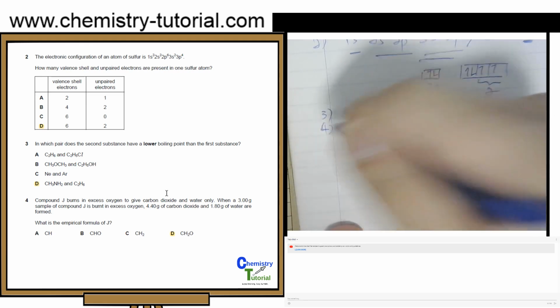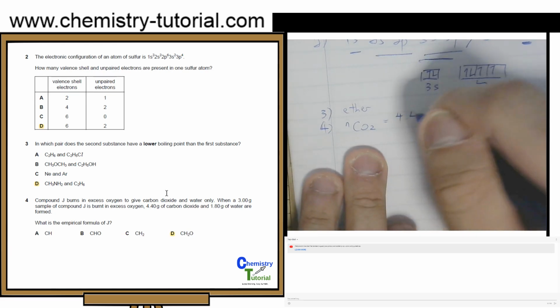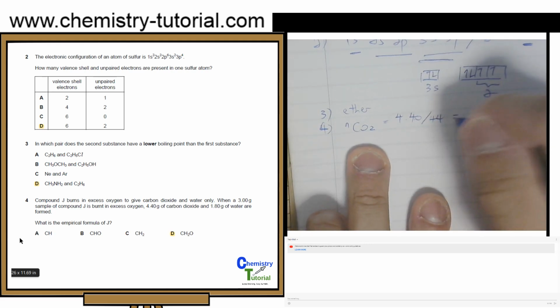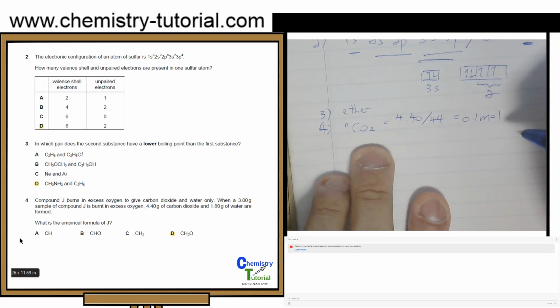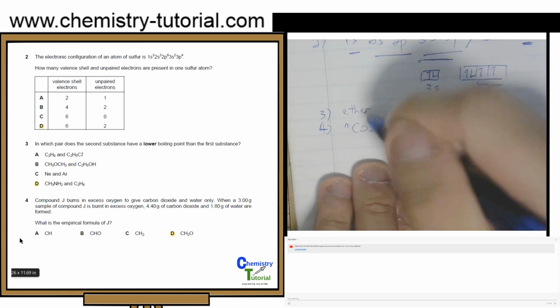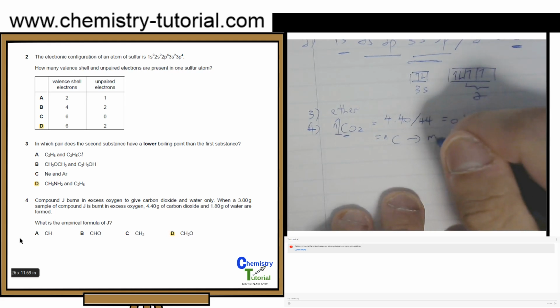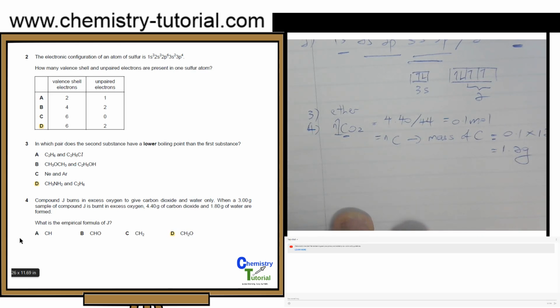Instead, we are just going to focus on calculating first the number of moles of carbon dioxide, which is 4.40 divided by 44, because that's the MR of carbon dioxide. So with that, we'll get 0.1 moles of carbon dioxide. Now, the number of moles of carbon dioxide is actually equal to the number of moles of carbon, right? Because 1 mole of CO2 will give you 1 mole of carbon atoms. Therefore, from here, we can get the mass of carbon by multiplying 0.1 with the AR of carbon, which is 12. Hence, we have 1.2 grams of carbon in compound J.